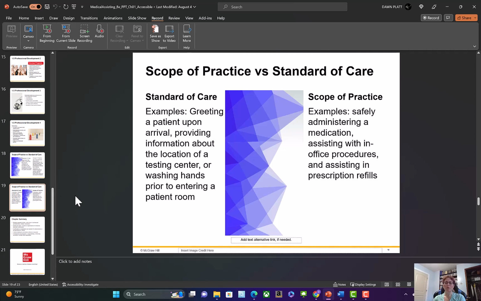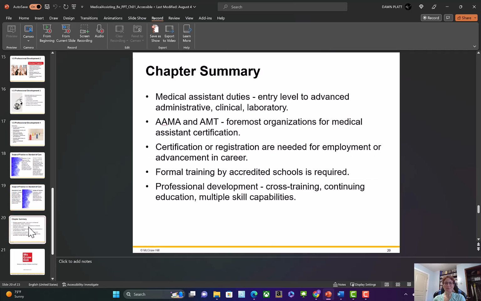So make sure you know the difference between scope of practice and standard of care. You will see that in a test or an upcoming assignment.